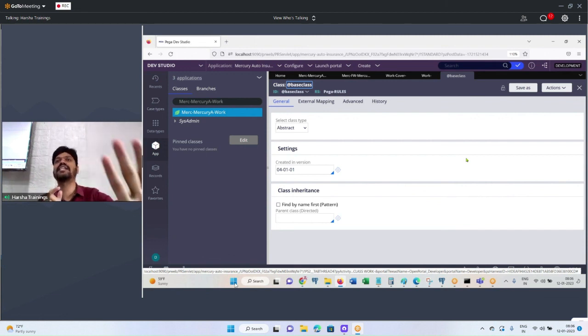Direct inheritance. The purpose of direct inheritance is to access the functionalities of built-on application classes. The purpose of pattern inheritance is to access the functionalities of the same current application within application classes.